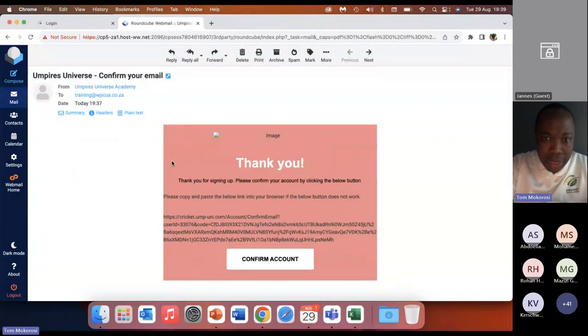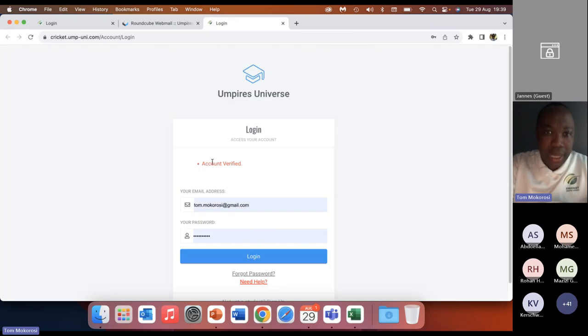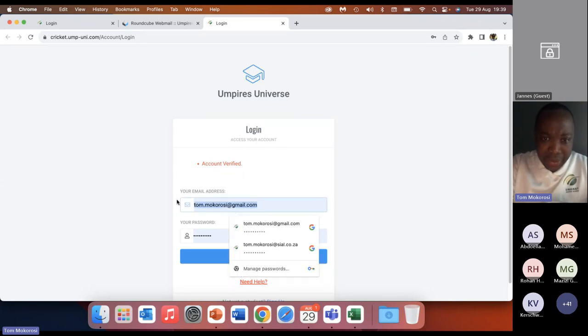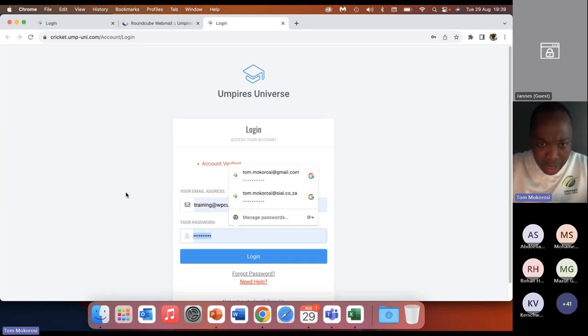So, not much to go through here, just click on confirm account. Then it takes us to the login page and it tells us that our account has been verified. And remember that this email address needs to be the same one that you typed in first up and that the exam link email was sent to.